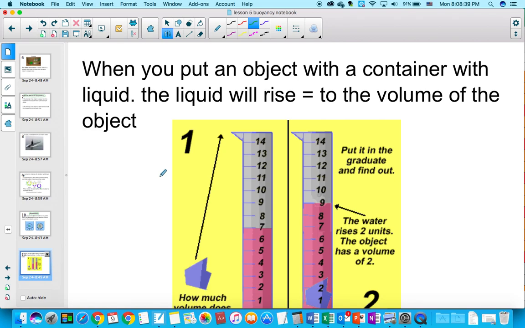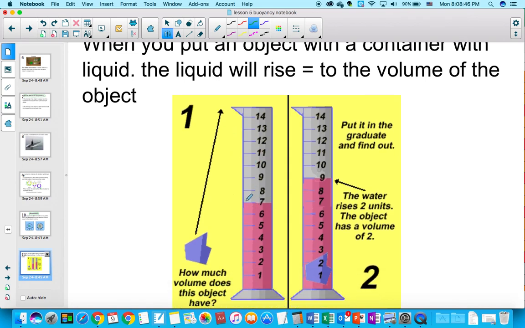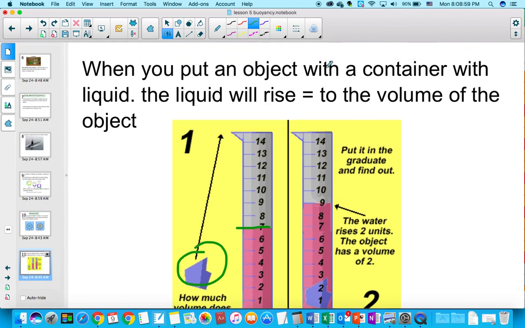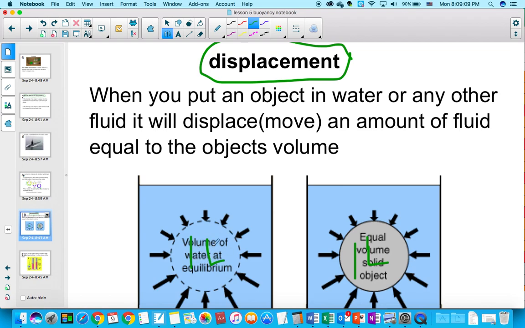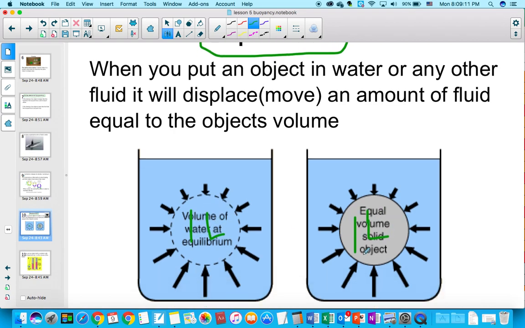So when you put an object in a container, for example in this case we have a liquid or a fluid in a graduated cylinder, and it's at, let's say, 7 milliliters. And I wanted to find out how much volume this object or rock has. Well, when you put an object in a container with liquid, the liquid will rise in the container equal to the volume of the object, just like here. The water, the 1 liter amount of water, is being displaced by this ball. So the water needs to go somewhere.